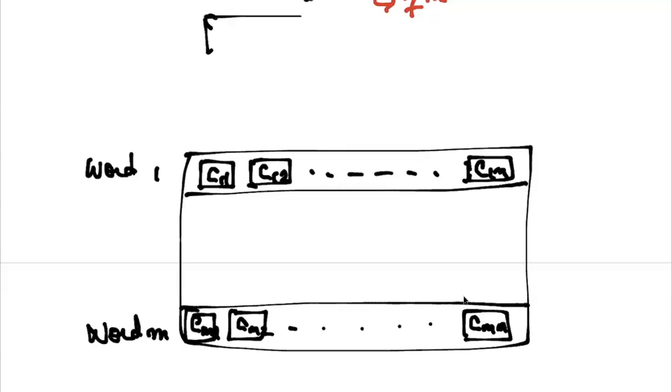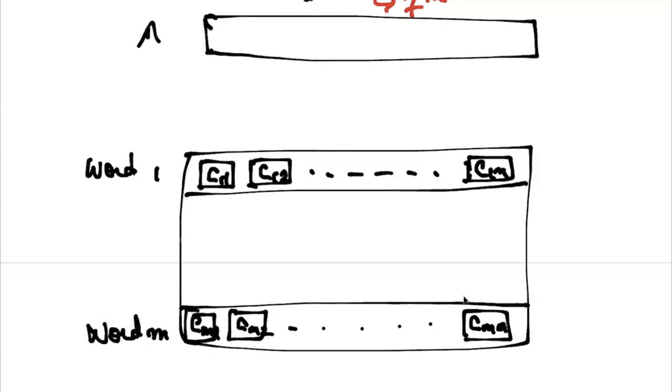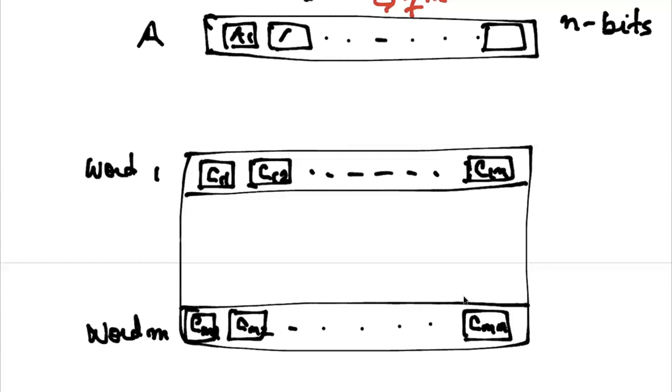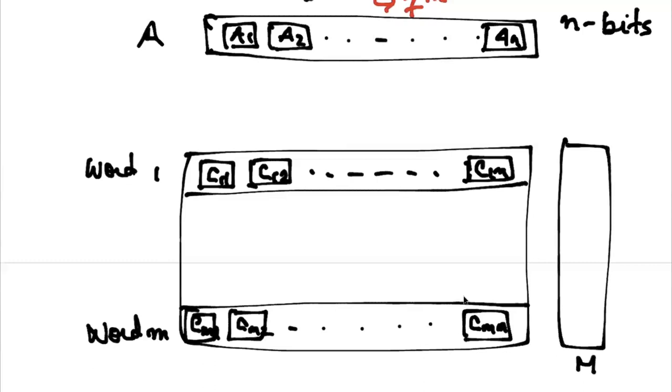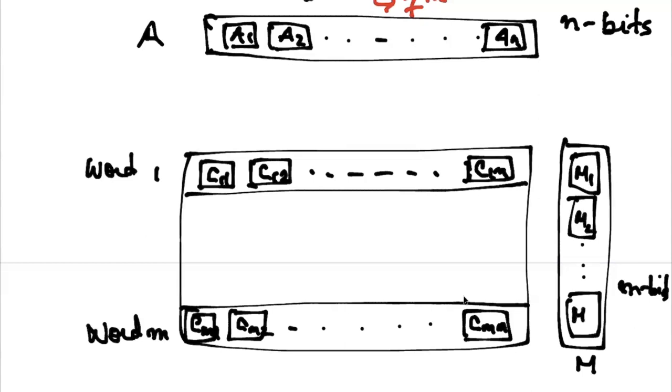Now let us take into account the argument register. The argument register A will also be of size n bits, because here we are going to keep the word that we want to search, and each word is of size n bits. Let's call these A1, A2, up to An. Coming to the match register, it will have 1 bit for every word in memory, so in total I will have M bits. I will call these M1, M2, up to MM.